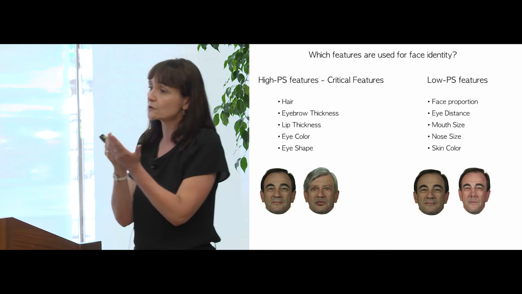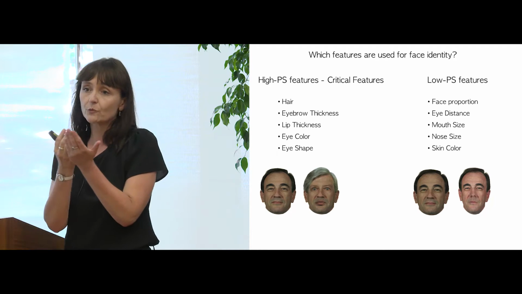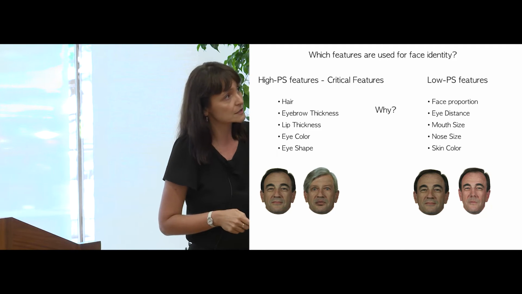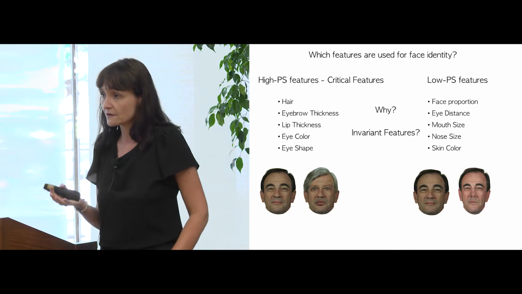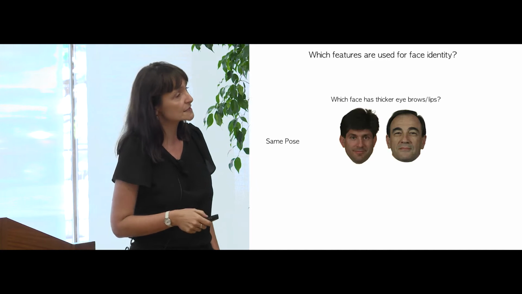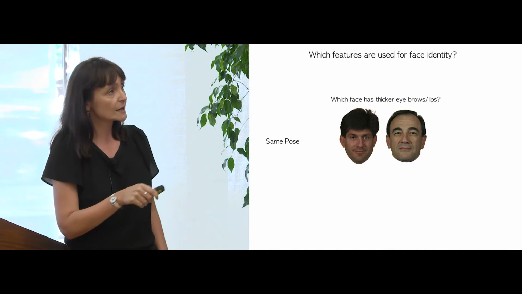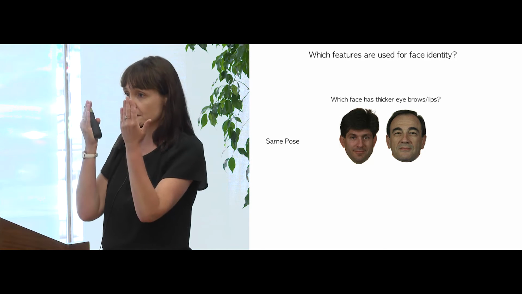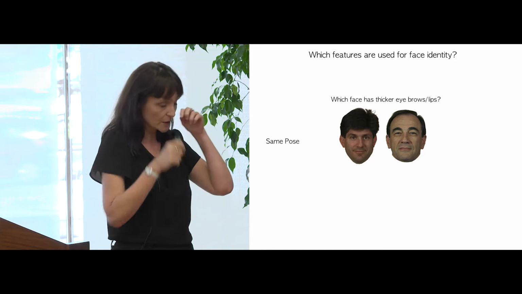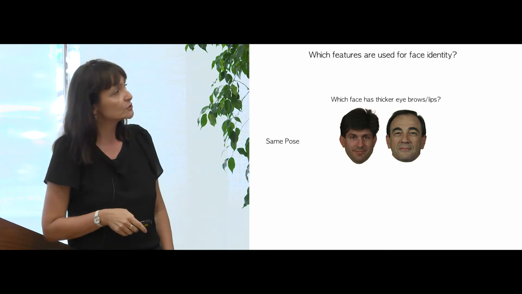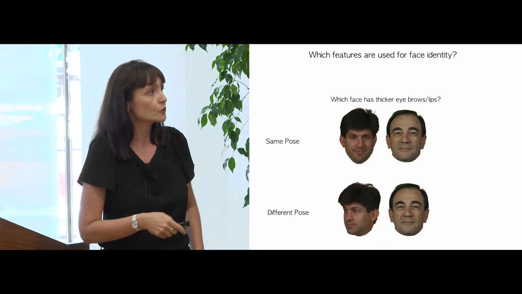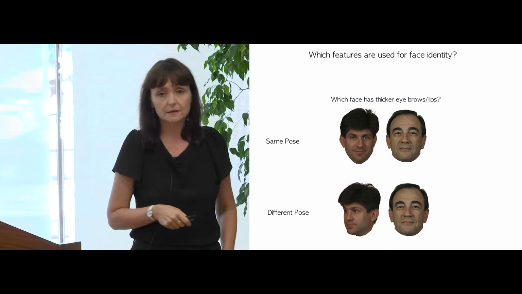And the question is why those features are important. One possibility is that those features are important because they may be invariant across different appearances of the same face. So in order to find out whether those features are actually invariant, we used the same task that we used before. We asked subjects to compare 2 faces for each of those 20 features: which one has the larger nose, which one has thicker eyebrows. But we do it both when the faces are facing the same view and when they are facing different views.